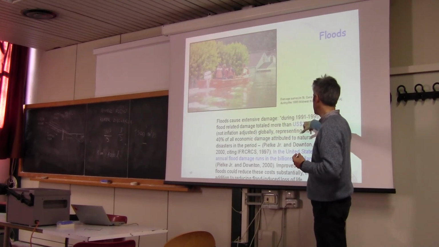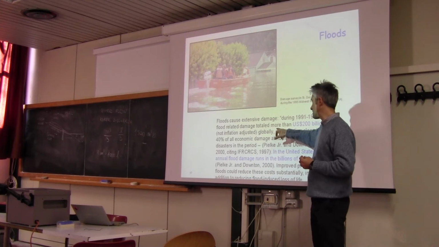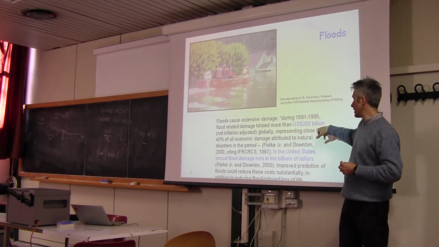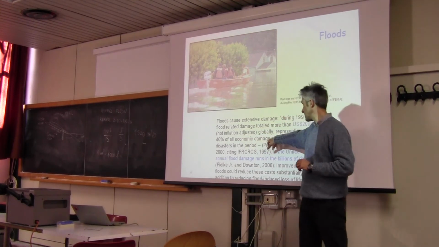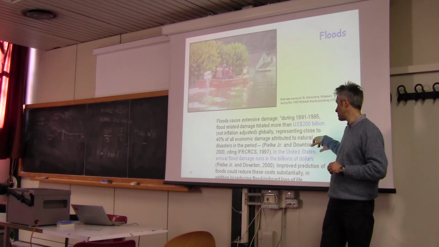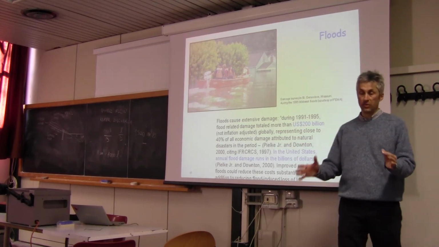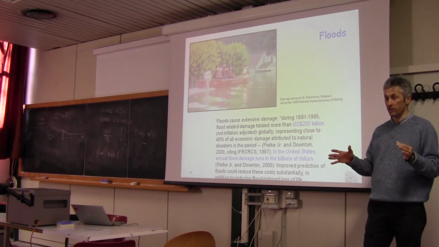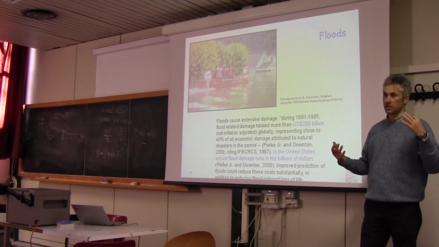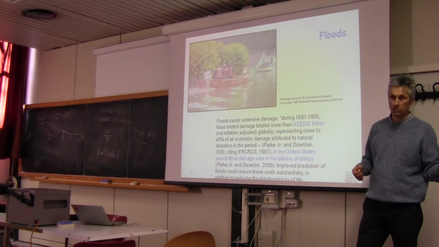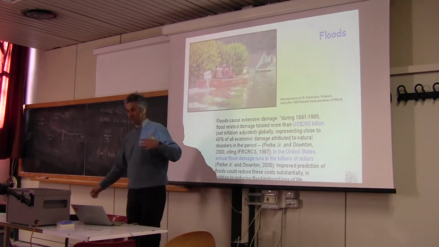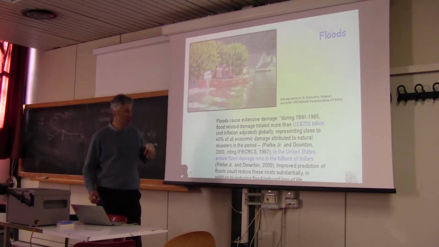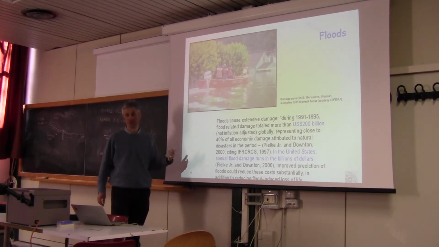During the period 1991-95, the flood-related damage was more than 200 billion US dollars. So it's representing close to 40% of all economic damage attributed to natural disasters. So it means that flood among the natural disasters is indeed one of the most important. Other natural disasters are earthquakes, volcanic eruptions, etc. Floods is one of the most relevant. And therefore, this is the reason why there is a lot of research activity and a lot of efforts, even economical efforts, from society to mitigate the risk of flood.